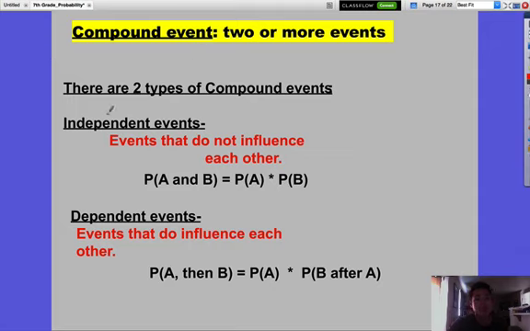Okay. So there are 2 types of compound events. We have independent events, and then we have dependent events. Independent events are events that do not influence each other. So the probability of A and B, you would multiply. Dependent events do influence each other. That's going to be A and then B. You also multiply, but then you multiply B after A. Now I'll go into a couple more examples from that.